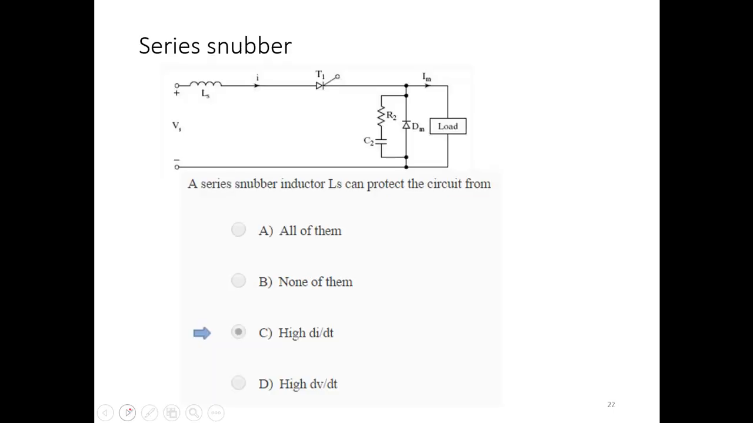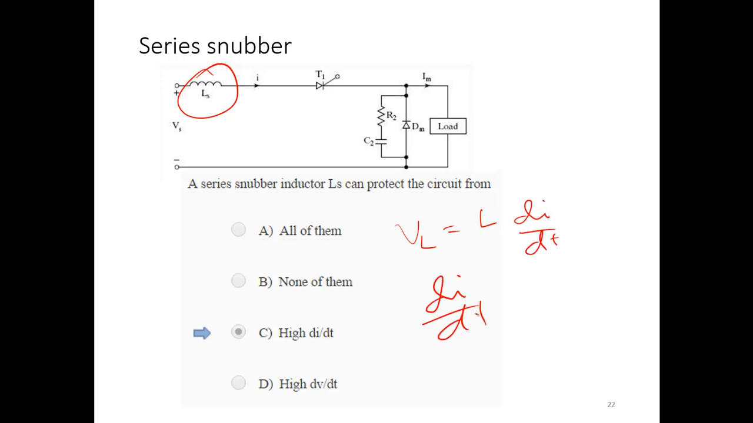Now you need to protect the thyristor with a snubber, from di/dt. Normally this inductor Ls is the protector from di/dt, because the voltage across an inductor is equal to L di/dt, which means the di/dt of this circuit will be Vs divided by Ls. If the voltage rises very quickly, and the current tries to rise too quickly, the inductor will limit the current.